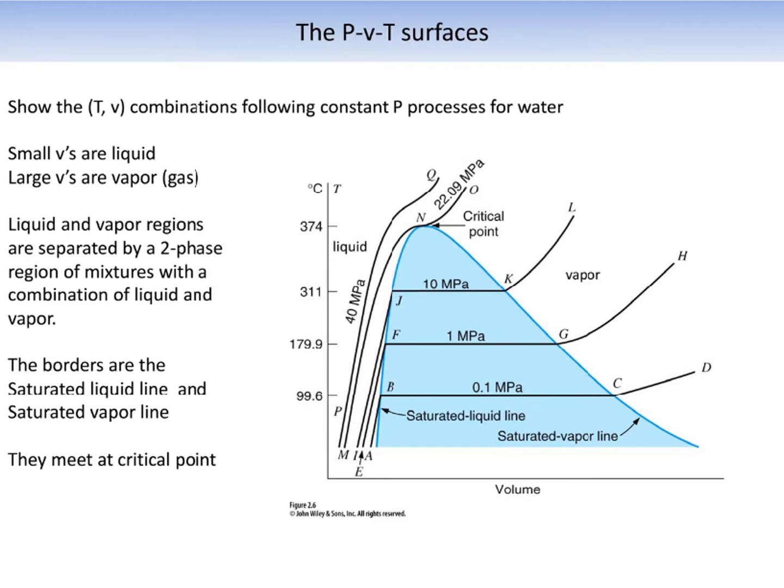So on the y-axis we have temperature, and on the x-axis we have volume. And these different graphs, that is the line ABCD, the line EFGH, the line IJKL, MNO, and PQ, are lines for different pressures.